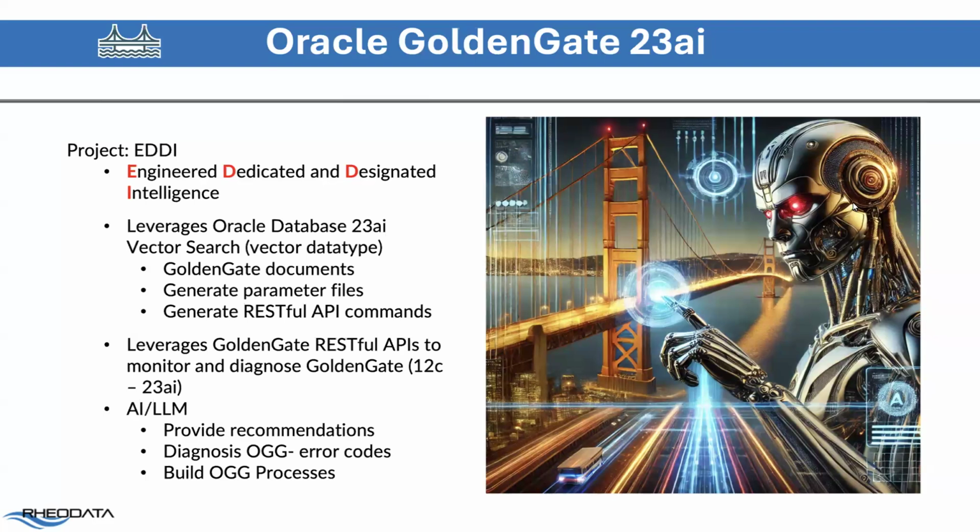So we're trying to make the AI a little more aware of how to resolve these, referencing things across the board with the RAG. At the same time, we're also using the RESTful API endpoints to provide recommendations, diagnosis of those error codes, and to build these processes out. So it's a very interesting time to start building out these frameworks.